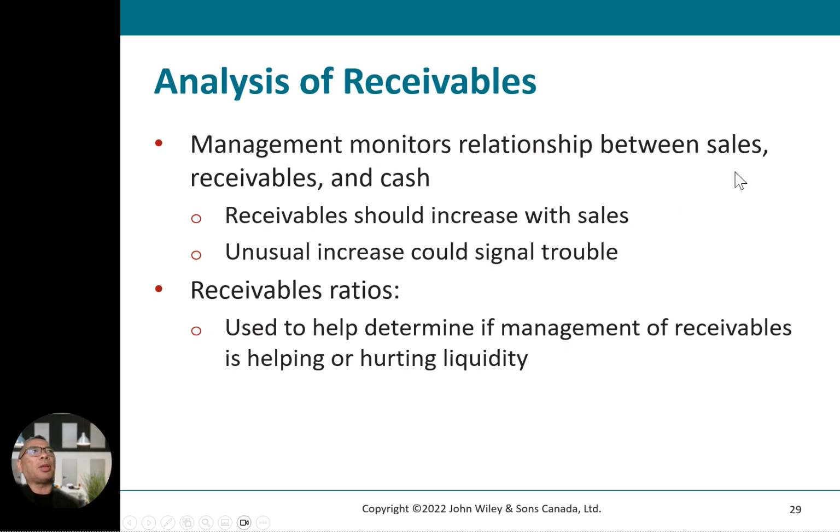Management monitors the relation between sales, receivables, and cash. Receivables should increase with sales, and a disproportionate increase is a signal of trouble. You make sure the receivables are good and can be collected. Okay, if they are not, the company is going to be in trouble. The receivable ratios are used to determine whether the management of receivables is helping or hurting liquidity. That's the key part, okay?